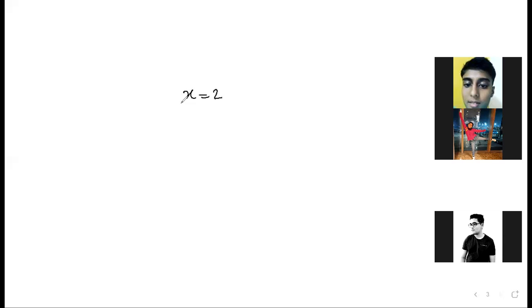Aryan Pandey. Aryan, when does a function become continuous at x equal to 2? Limit x extending to 2, f of x is equal to f of 2. How do you speak it out? F of 2.